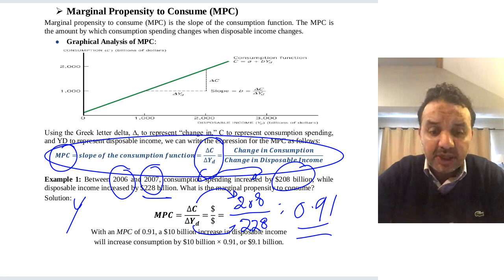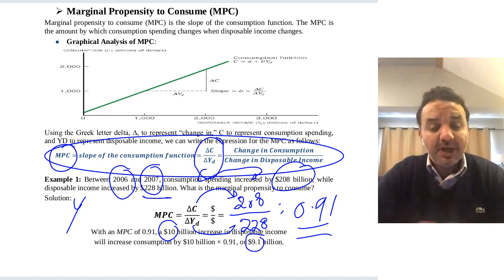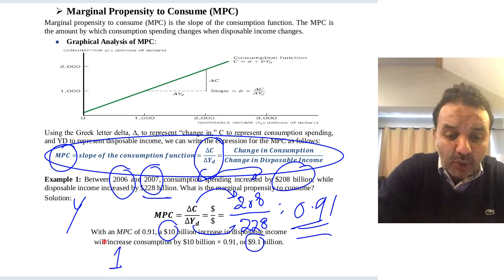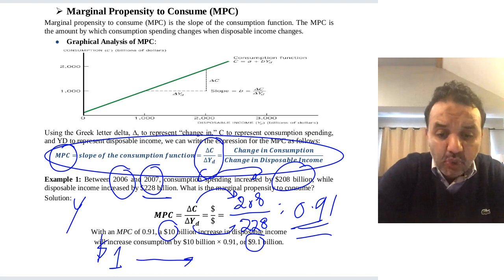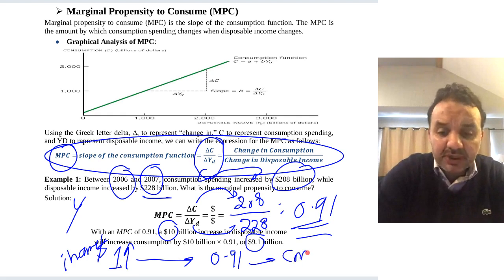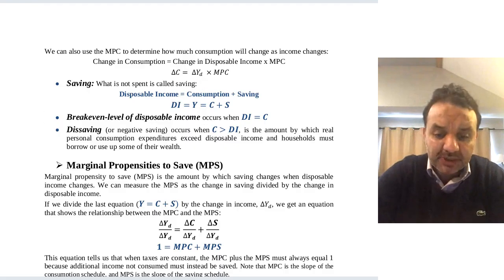What does this mean? This means for every 10 billion increase in your disposable income, your consumption will increase by 9.1. Let me explain it in an easier way. If you have a marginal propensity to consume of 0.91, then for every additional $1 increase in income, your consumption will increase by 91 cents. This is the interpretation of marginal propensity to consume.